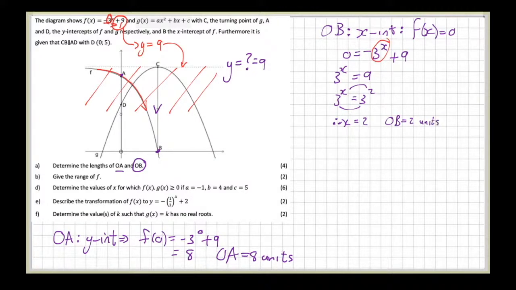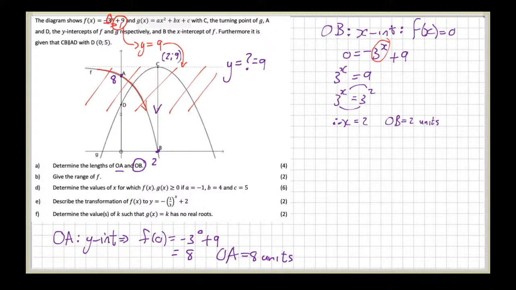Interestingly, ladies and gentlemen, let's go back to the sketch. A is at 8 and B is at 2. Oh my good golly gosh. I've got C's coordinates. X is 2, Y is 9. Fantastic. So therefore, if they ask me to determine the equation of the parabola, I could actually do it now because I've got the turning point and I have D's coordinates. So I could do it. So please, in your own time, go and make sure that you are able to determine the equation for g of x.